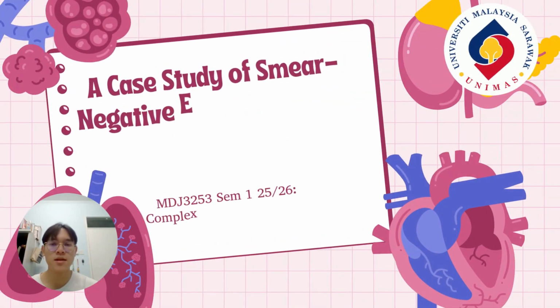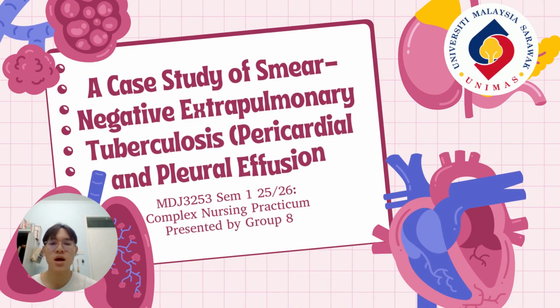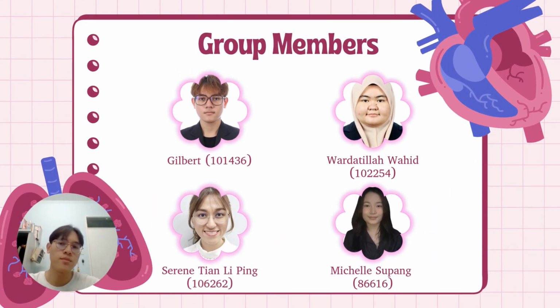I am Gilbert, a representative group head leader, and today we will present our case study of smear negative extrapulmonary tuberculosis that involves pericardial and pleural effusion. So these are the group members. We have Wardatila, we have Michelle, and we have Serene.